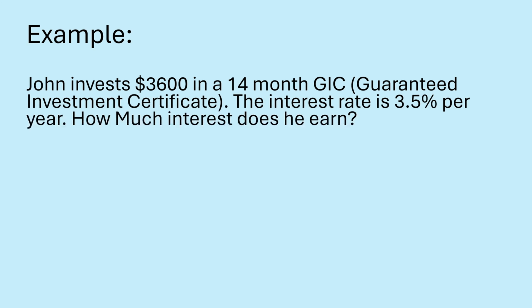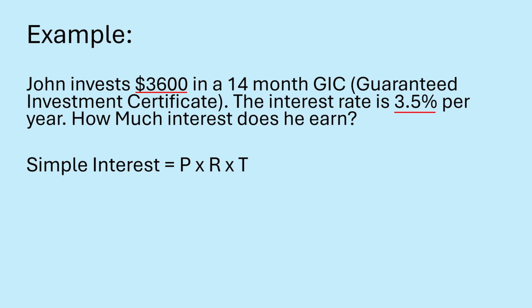Next example, John invests $3,600 in a 14-month GIC. GIC means Guaranteed Investment Certificate. The interest rate is 3.5% per year. How much interest does he earn? Simple interest is equal to P multiplied by R multiplied by T. P, principal amount, is equal to $3,600.